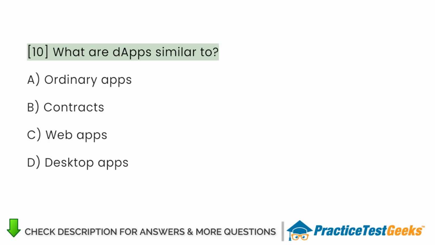What are dApps similar to? A. Ordinary apps. B. Contracts. C. Web apps. D. Desktop apps.